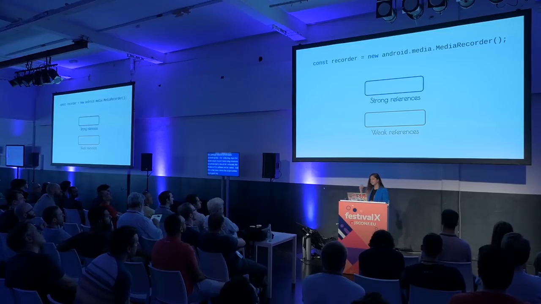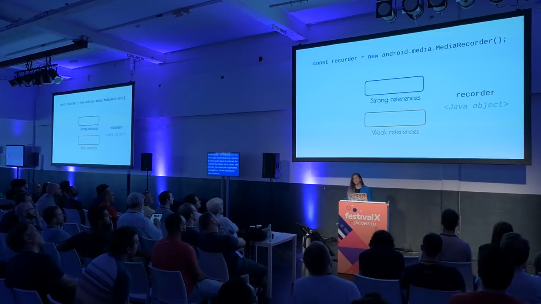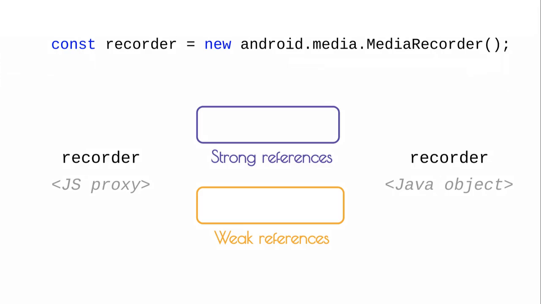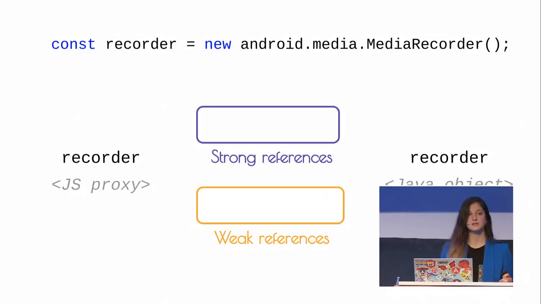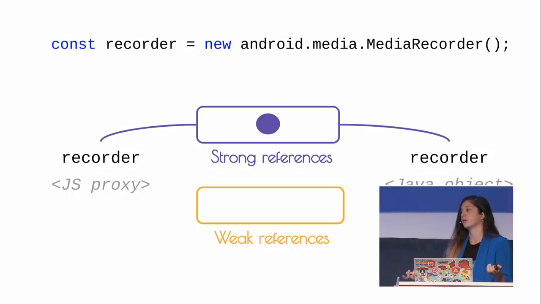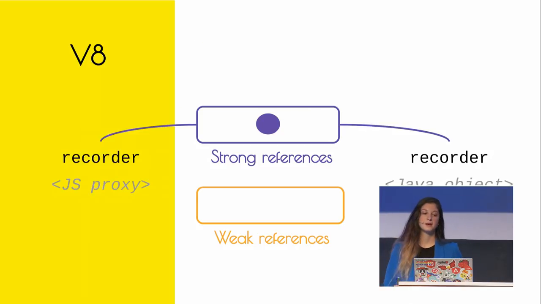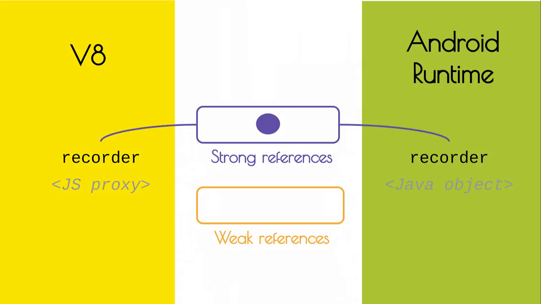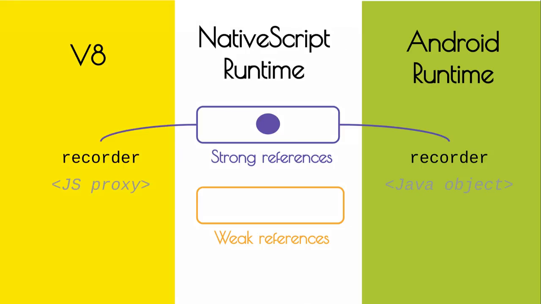OK, we have the same example as before. First, we create the native object. Then we create a JavaScript proxy. And then the NativeScript runtime has two collections, one for strong references and one for weak references. When the objects are first created, we create a strong reference, or a link, if you would like to call that, between the two objects. And if that's confusing, okay, the proxy lives inside V8, the original object lives inside the Android runtime, and the references live inside the NativeScript runtime.